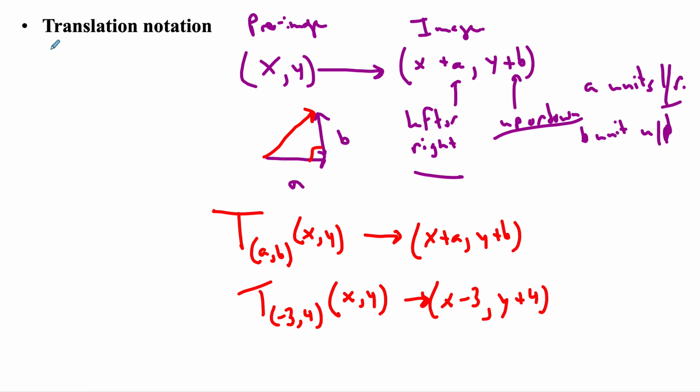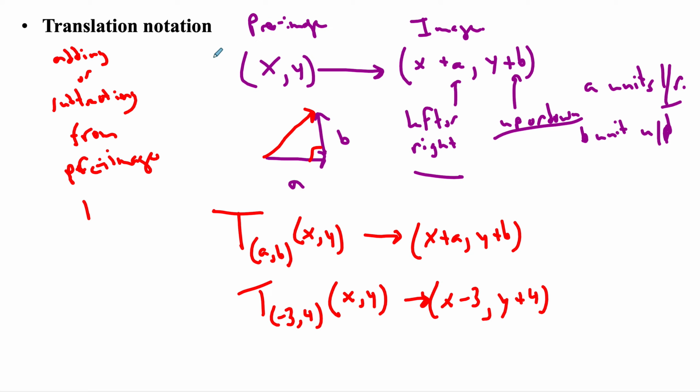So in general, for translations, we are adding or subtracting from the original, we'll call them pre-image, let's clean that up, pre-image points, right?